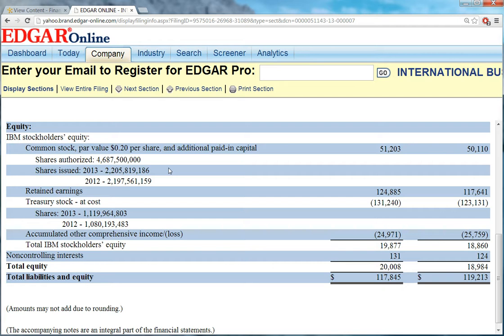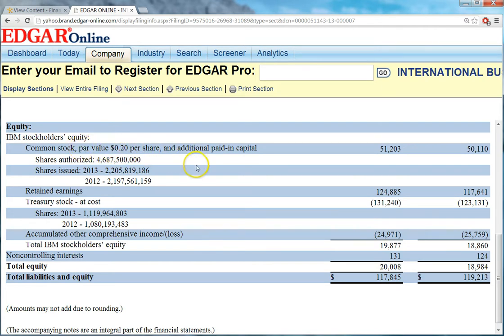That gives them room to grow without having to refile corporate structure documents, without having to file amendments to their form of organization and so on. So in any case, we've got some common stock outstanding. It has what's known as a par value of 20 cents per share.